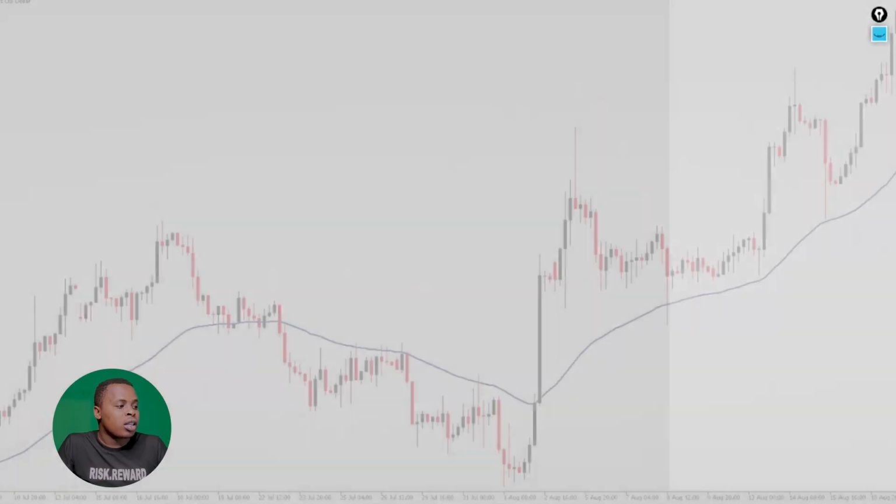Now, the examples that I was showing you are examples of using this moving average in a trend following strategy. But what about the trend reversal strategy? When you are looking for trend reversal, you can also use the 50 EMA for trend reversals. And let me show you how you do that. So this is an example.